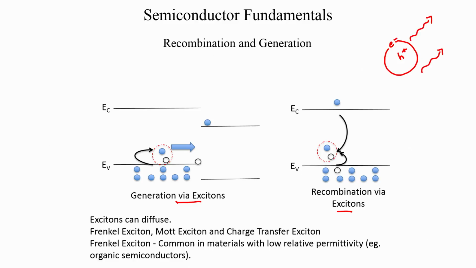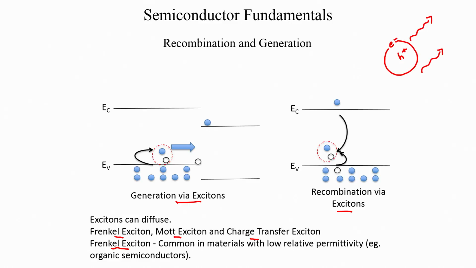So, excitons are quite common in materials that have a very low relative permittivity, for example, organic semiconductors. They are not so common in materials that have very high permittivity except under certain circumstances. So, you have different kinds of excitons: the Frenkel exciton, the Mott exciton, and something called a charge transfer exciton. And what is common in organic semiconductors due to their low relative permittivity is the Frenkel exciton. It is a very tightly bound electron hole pair with a very small radius.